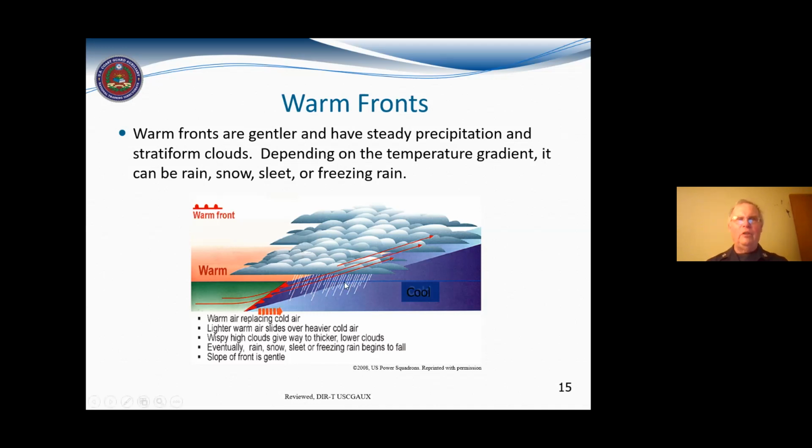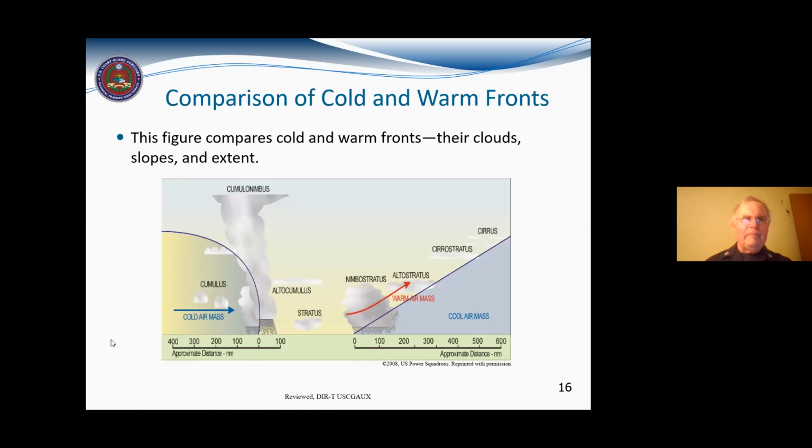I believe in the book it shows this as being several hundred miles, whereas the cold front is like 100 miles or so. Oh, here we are. You see here's the approximate distance in nautical miles is just like a couple hundred. Whoop, there it is. Like 200 miles is where all the weather is in a cold front. Whereas in the warm front, it extends 500 or 600 miles.